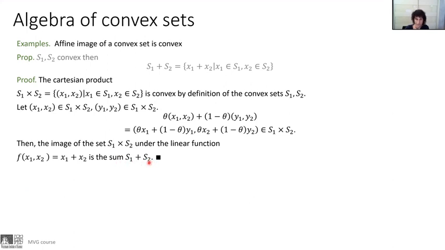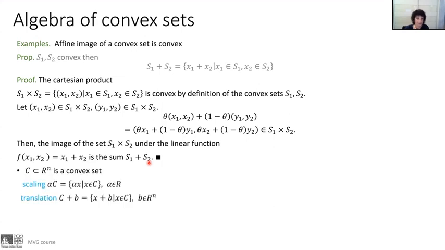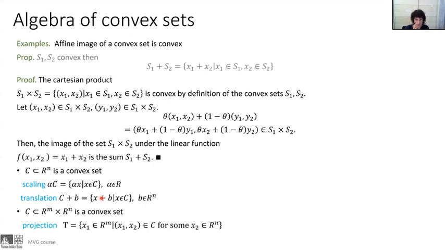Is this clear? Simple examples: scaling of a set and translation of a set are all affine mappings of a convex set and therefore are convex sets. Also projection is an affine mapping of a convex set and therefore it's a convex set. You take a set which is convex and take the projection, for example, to R^m, then you get a convex set, okay?